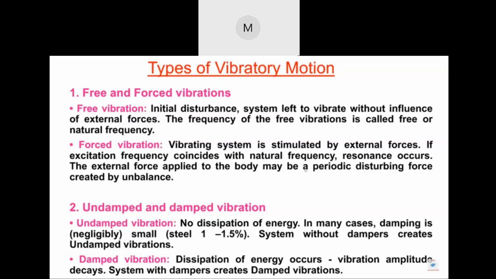When the body vibrates under the influence of external force, the body is said to be under forced vibration. The external force applied to the body may be a periodic disturbing force, created many times by unbalance. Now, if the excitation frequency matches the natural frequency, there will be resonance occurring in the system.